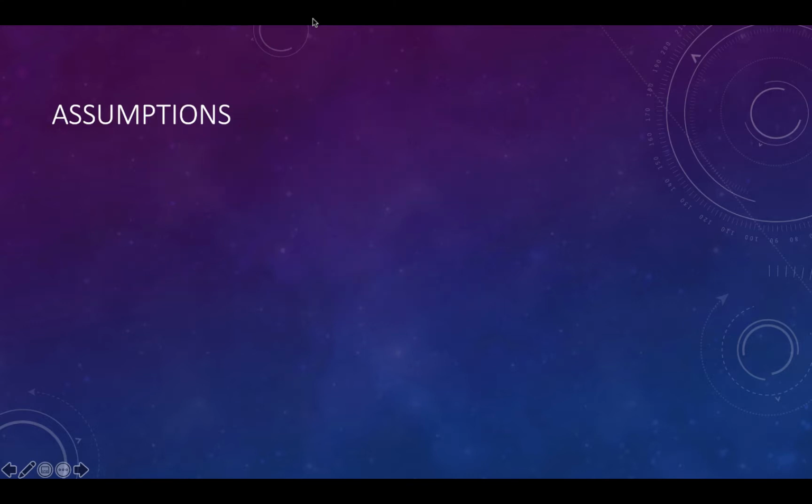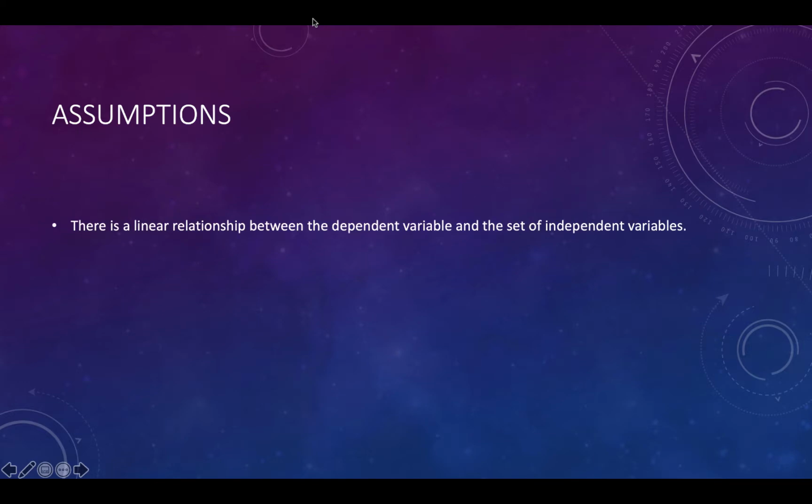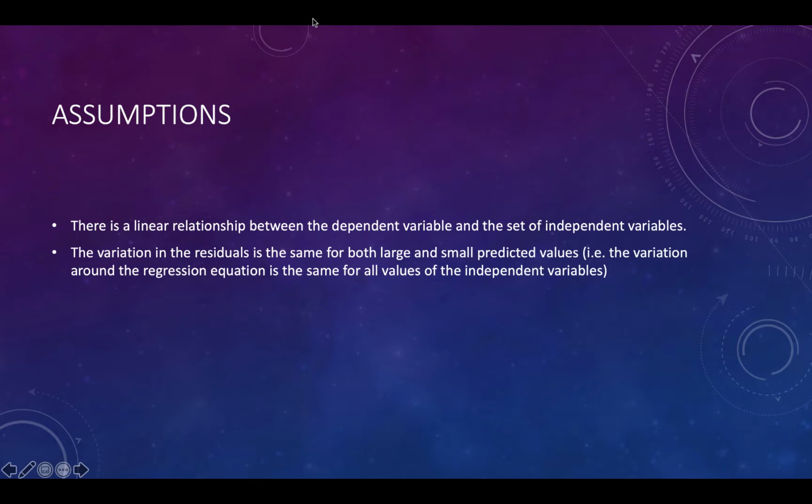So what are our assumptions of running a regression model? First, there is a linear relationship between the dependent variable and the set of independent variables. So again, we assume linear increases or linear decreases. We are not taking into effect parabola relationships where something goes up and then down, or exponential relationships. This is just linear. The variation in the residuals is the same for both large and small predicted values.